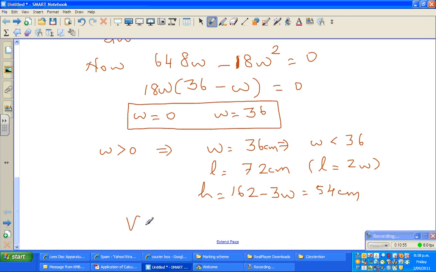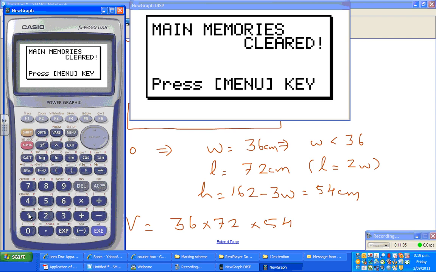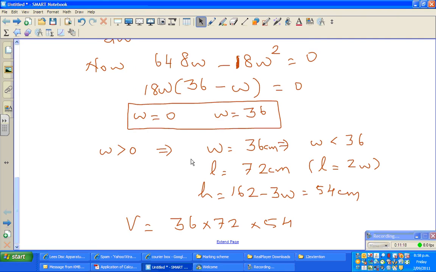So your volume is 36 times 72 times 54. Let me get the calculator out. Menu, run, 36 times 72 times 54, which is 139,968. So let me write that: 139,968 centimeters cubed. So that's the maximum volume that the box can have.